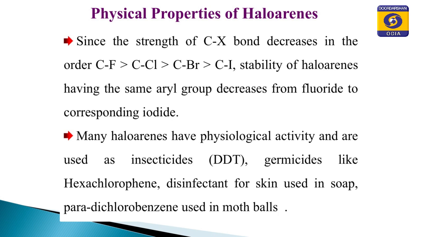Similarly, the haloarenes have physiological activity. What are those? They are used as insecticides, for example DDT, and as germicides like hexachlorophene, a disinfectant for skin used in soaps, and para dichlorobenzene, which is used in mothballs to prevent the entry of insects.